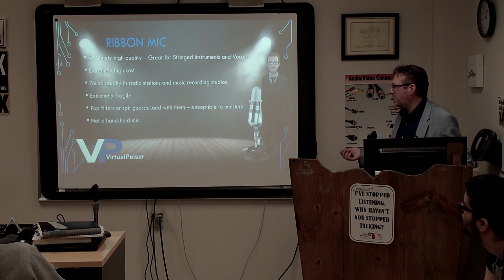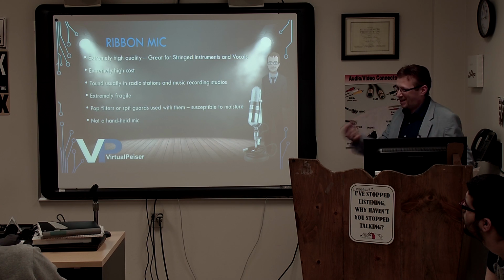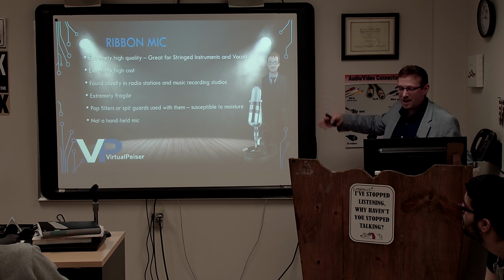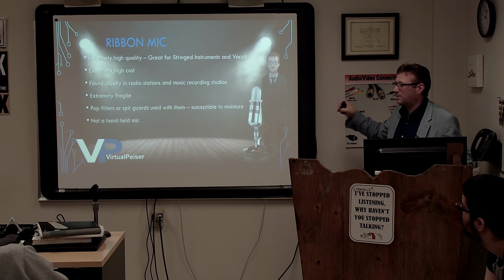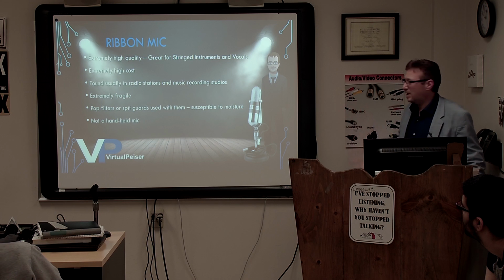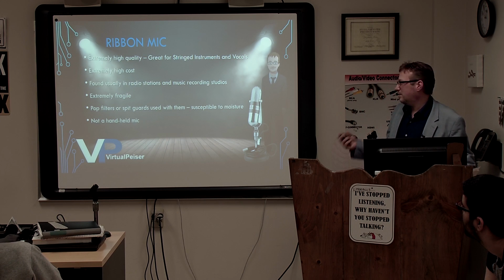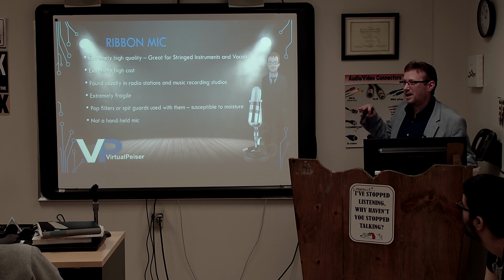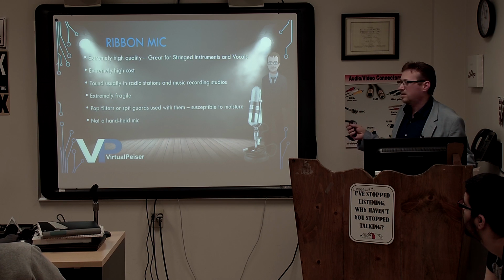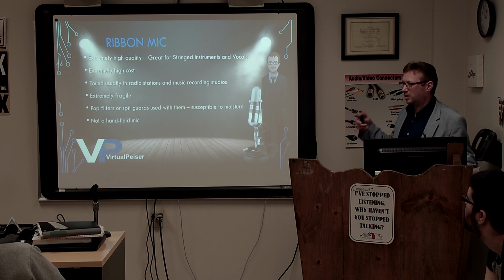They're extremely fragile. They're susceptible to moisture, even like your spit coming out of your mouth when you're singing. So usually they have, in addition to a pop filter, a spit guard, because even that little bit of moisture will damage the ribbon, and the mic will be worthless. And we're talking entry level, like $900, maybe if you're lucky. You cannot handhold them. They're so fragile that even just moving them while you're using it can break the ribbons, and it'd be garbage.